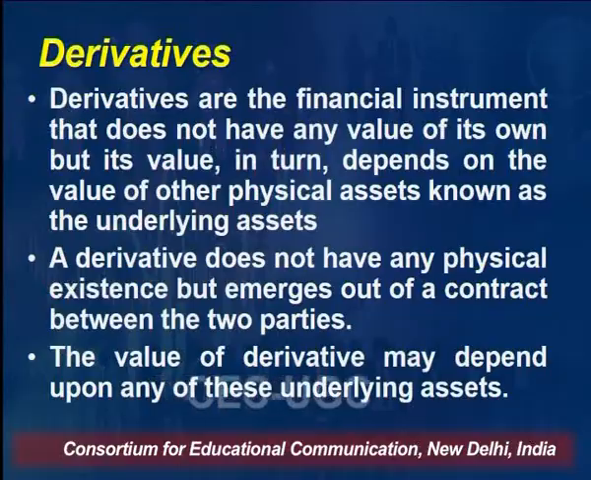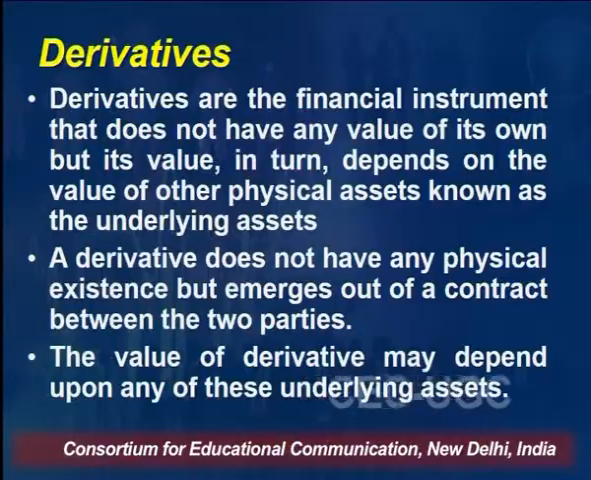So a derivative does not have its own physical existence, but emerges out of a contract between the two parties. This is very important: the derivative itself is not an asset. It is not a physical existence, but it is a contract between the two parties, and out of the contract of the two parties, the derivative is derived. So the value of the derivatives depends on these underlying assets.